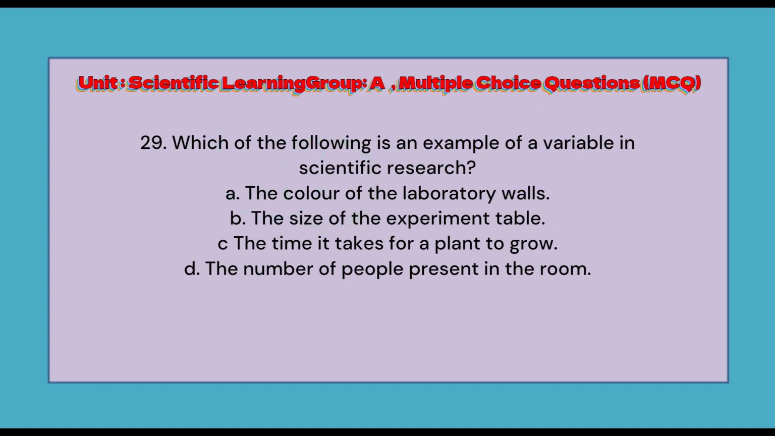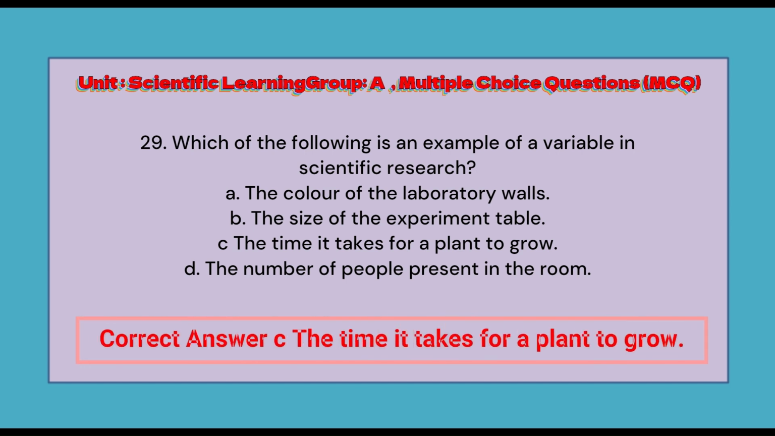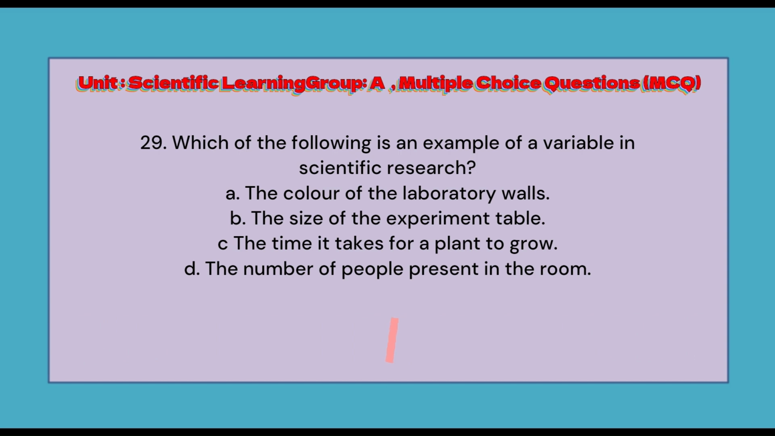29. Which of the following is an example of a variable in scientific research? A. The color of the laboratory walls. B. The size of the experiment table. C. The time it takes for a plant to grow. D. The number of people present in the room. Correct answer. C. The time it takes for a plant to grow.